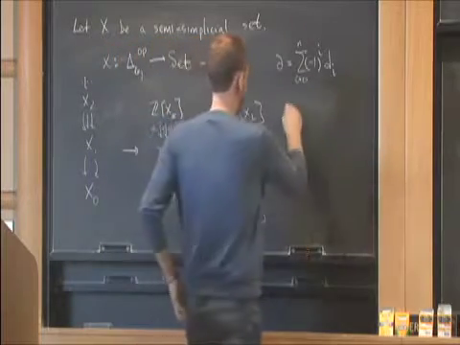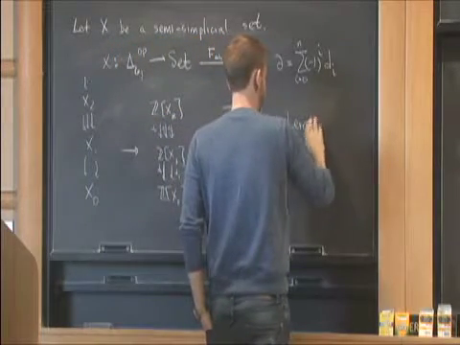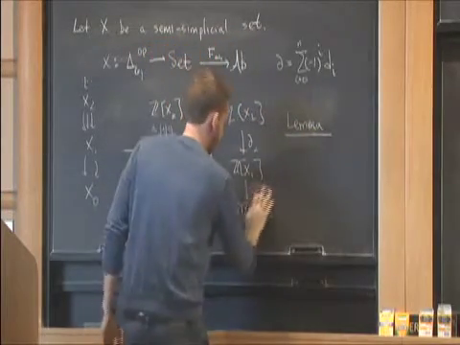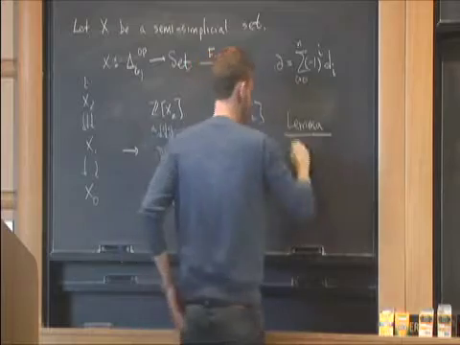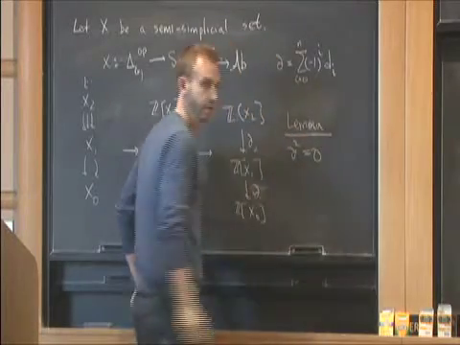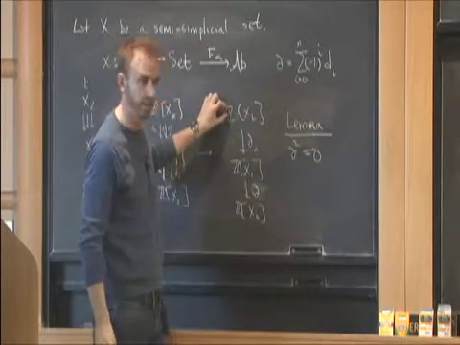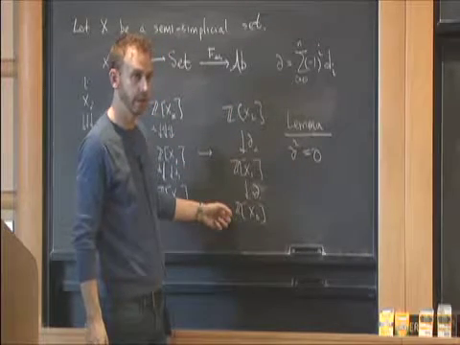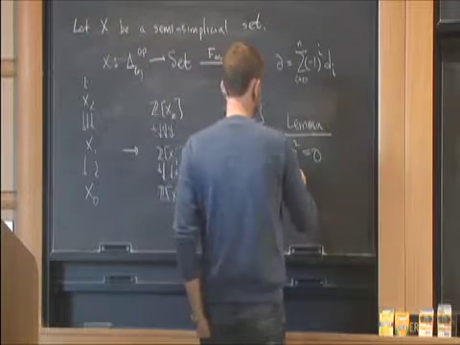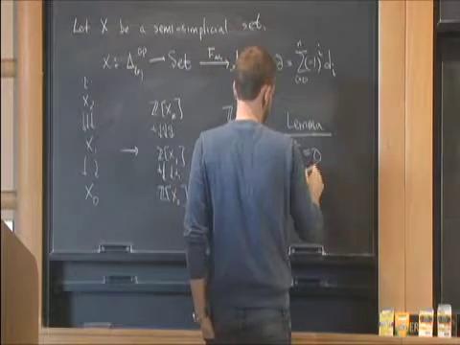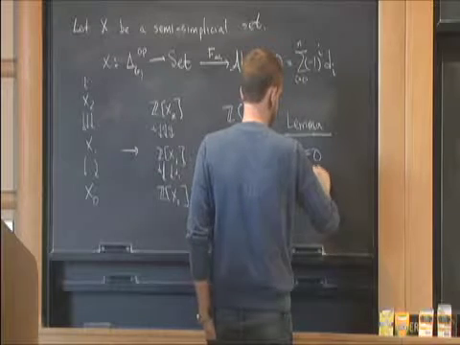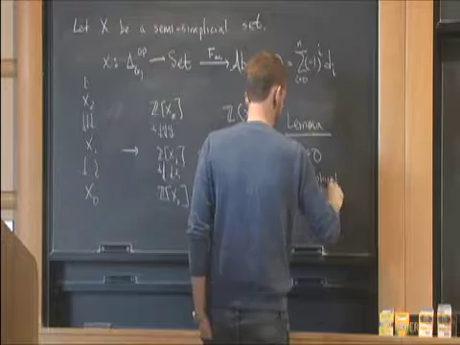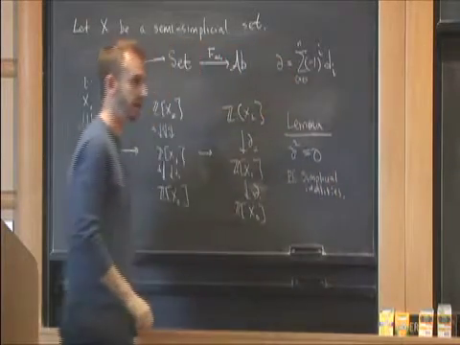And then the lemma says that with these definitions, d squared equals 0. In other words, if I take anything here and do a d and then a d again, I get 0. The proof is essentially the simplicial identities. They just guarantee this.